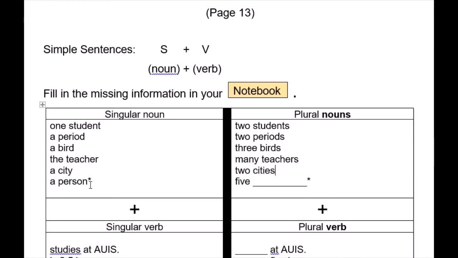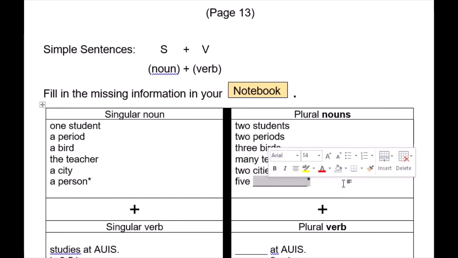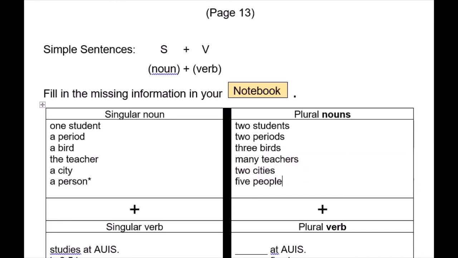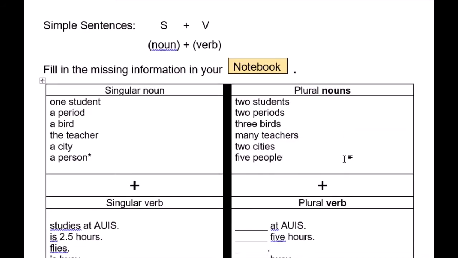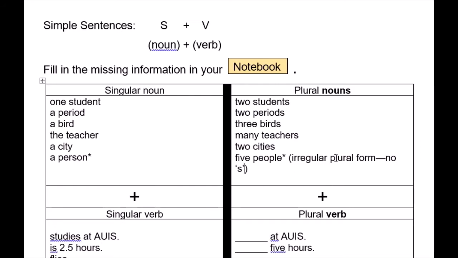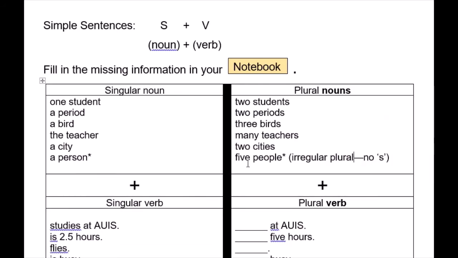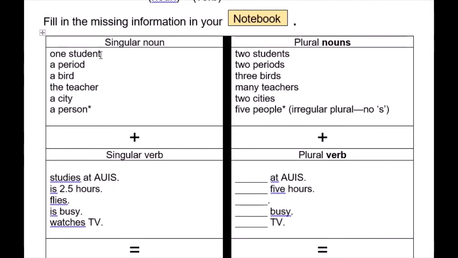All right. A person, 5. This is irregular. It breaks the rule. It's 5 people. Okay. So this is an irregular plural form. Okay. Because it has no S at the end. All right. So with a singular noun, we want to put a singular verb, okay?